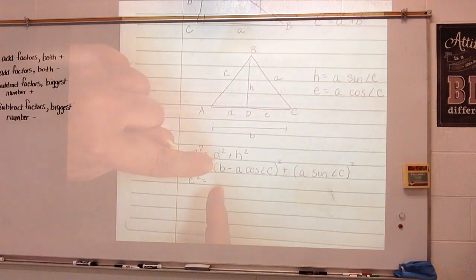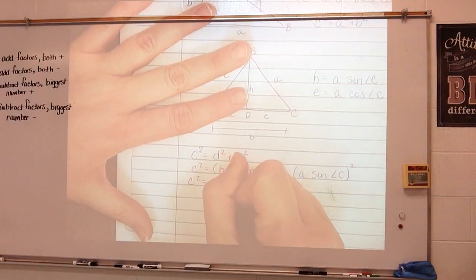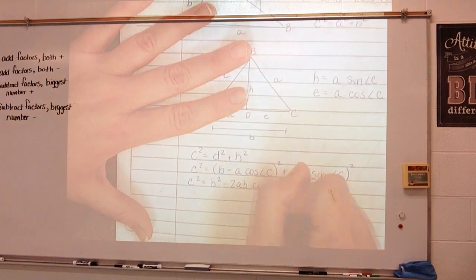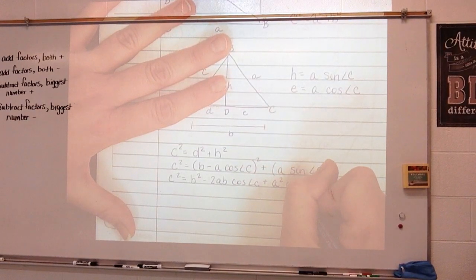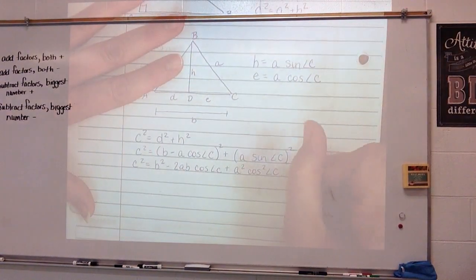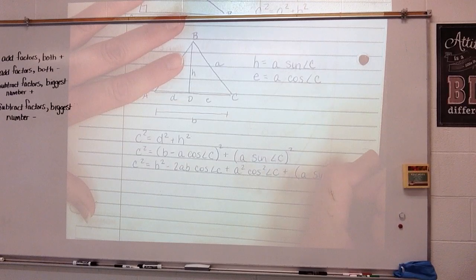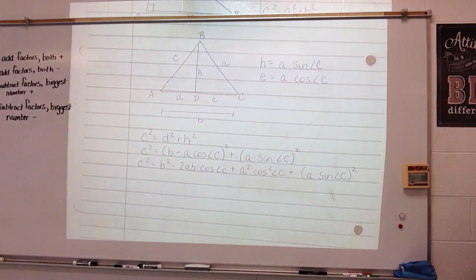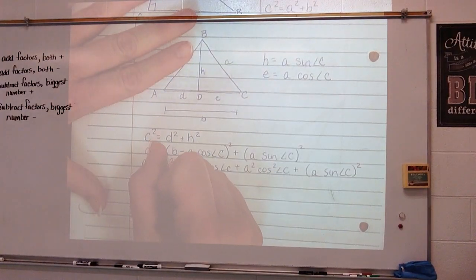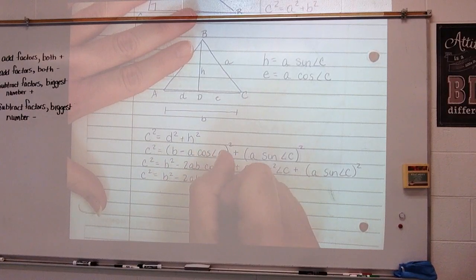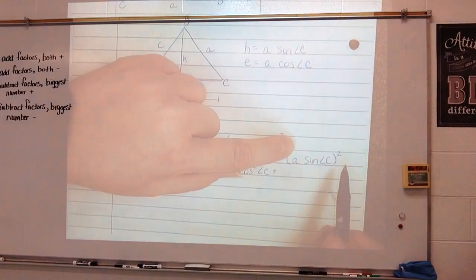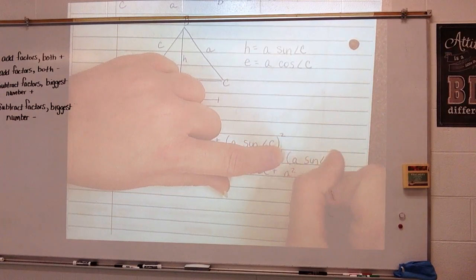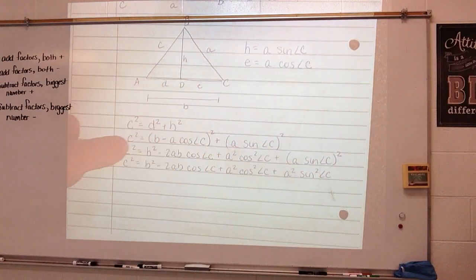C squared is equal to, when I multiply these out, B squared minus 2AB cosine of angle C plus A squared cosine squared of angle C plus, let's distribute our square here, A squared sine squared of angle C. So then let's go ahead and combine anything that we can.